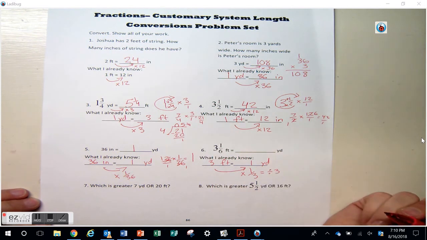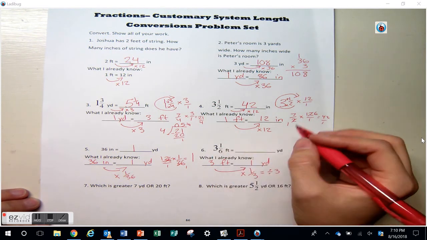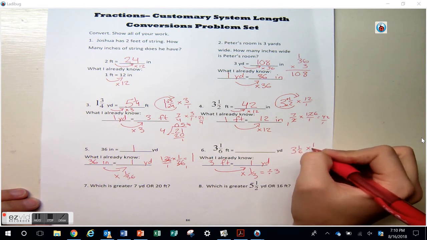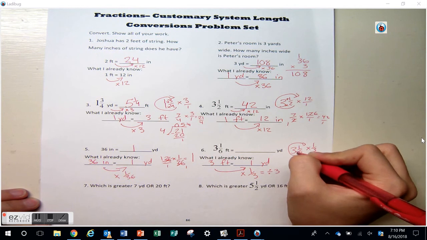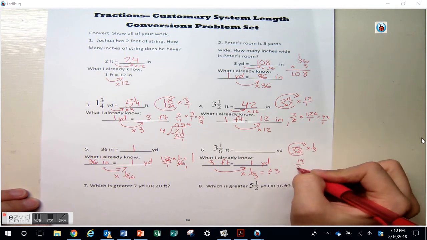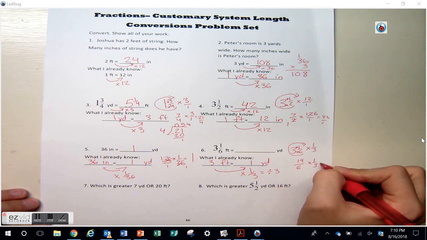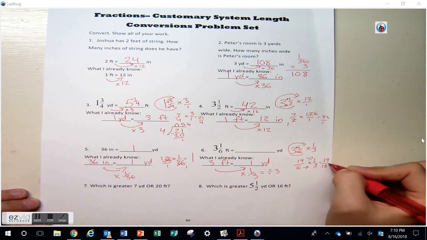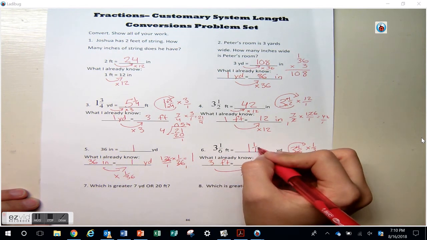Some review of our division here. 3 1/6 times 1/3. Ferris wheel. 6 times 3 is 18, plus 1 is 19. And we get 19/18, which is the same as 1 1/18.